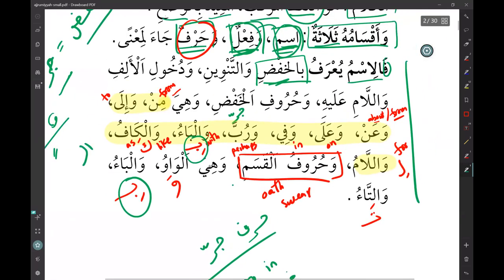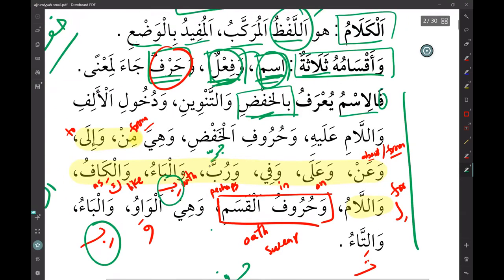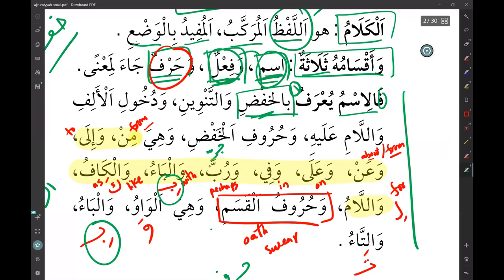Okay, so any questions so far? As you can see, it's giving us a guideline. Basically, how many guidelines does it give us? One, which is the kasra. Second, it gives tanween. Then it talks about what?